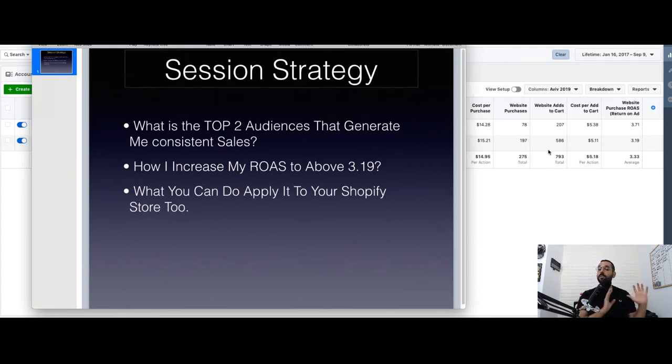Okay, and as you can see, one audience is 3.7 ROAS and 3.19 on the second, and this is actually before scaling. Okay, this is on a low budget. We gave it only 30 days of checking new audiences, and now we are going to scale because we see consistent results.